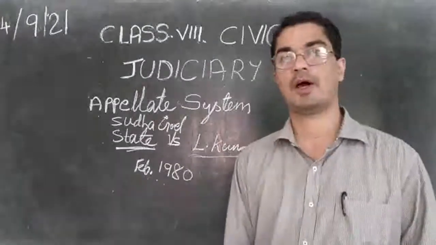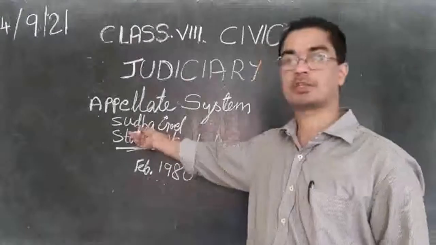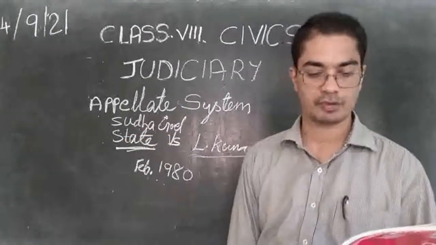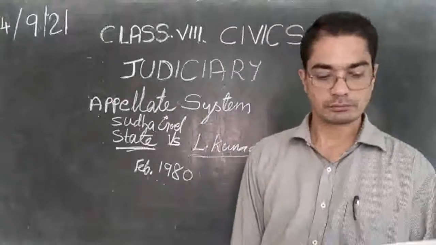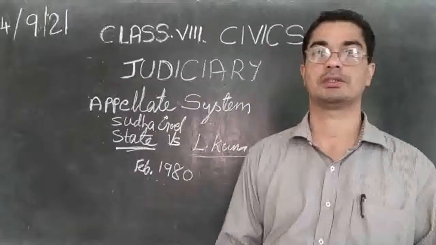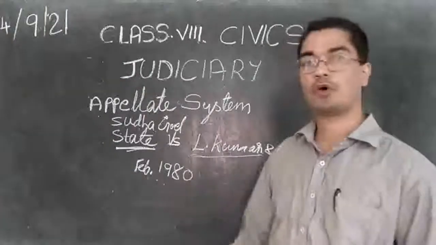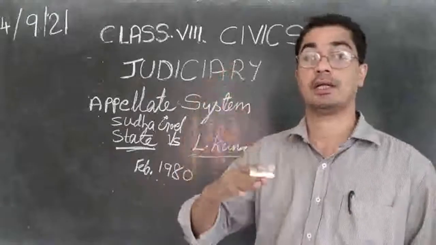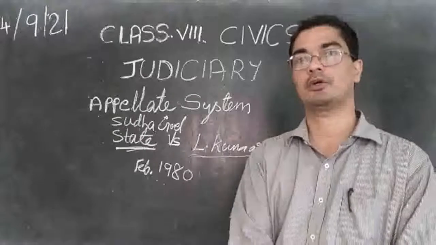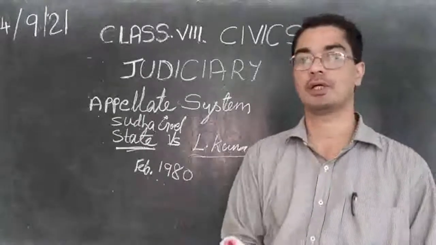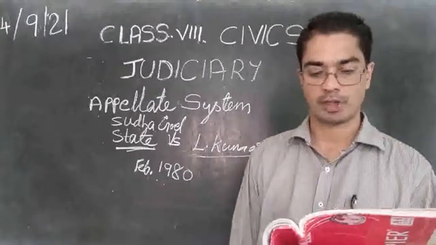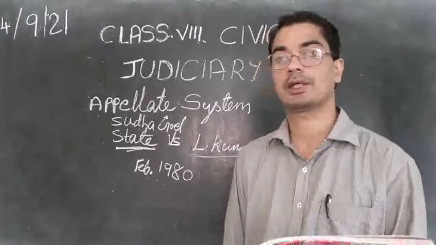Her family filed a case. Sudha's parents filed a case in the court. The trial court is another name for the lower court. We said there are three levels, and the lowest level is the trial court. First they did not go to the high court or supreme court; they went to the trial court, and the trial court heard her case.